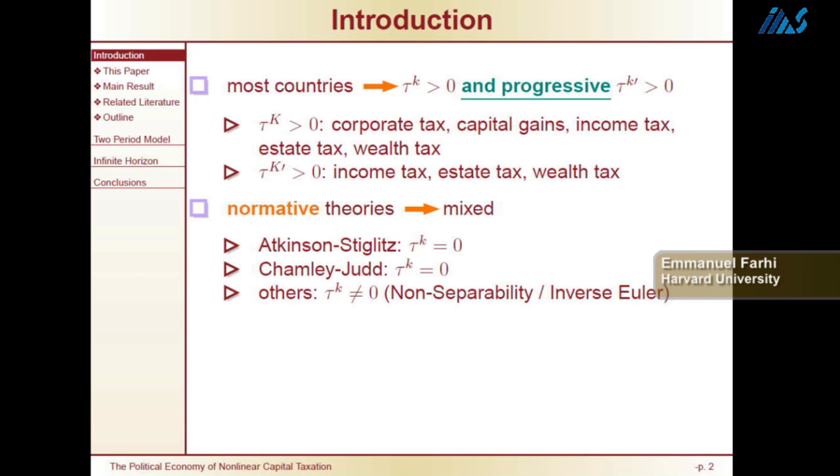So let's contrast these stylized facts with the normative theories that we have about capital taxation. And these normative theories are mixed. You have some very strong benchmarks in the literature that prescribe zero capital taxes, and they came up many times during the summer school. You have the Atkinson-Stiglitz result that tells you that under some conditions about preferences, namely separability between consumption and leisure, it's not a good idea to use capital taxes for redistribution. And you're better off trying to do that through a labor income tax or consumption tax, or uniform consumption taxes.